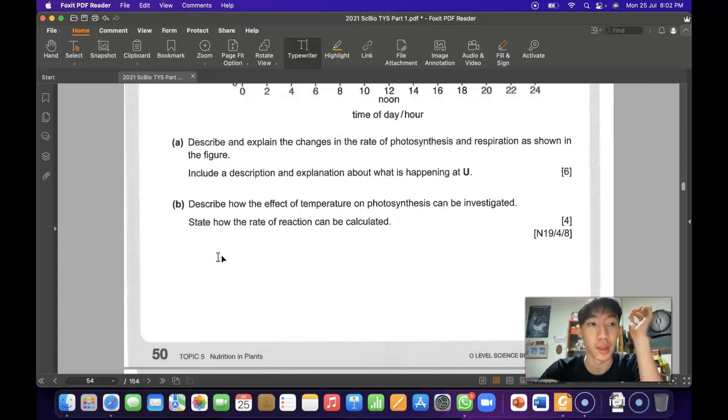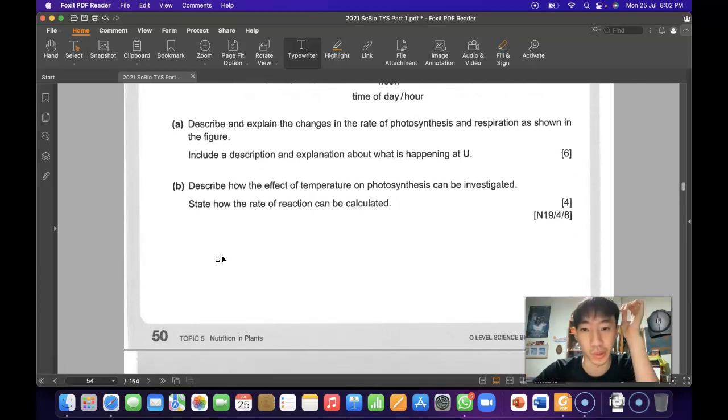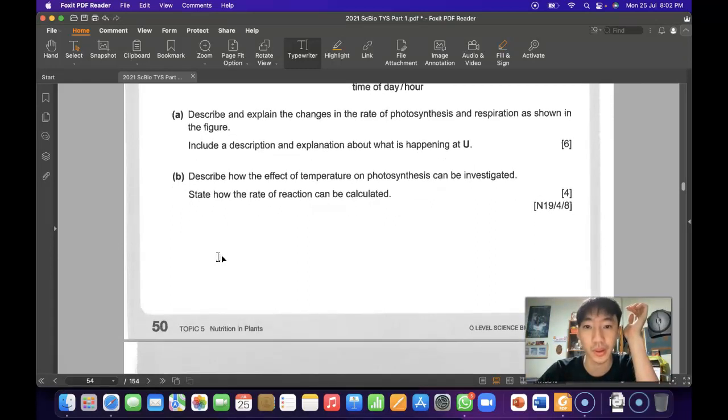You can put a leaf, right, of an aquatic plant, into a beaker of water. Yeah, you set 5 different temperatures, 10, 20, 30, 40, 50 degrees Celsius, and then you measure the amount of oxygen bubbles being produced. Okay, so that's quite a simple way. And state how the rate of reaction can be calculated: the number of oxygen bubbles is directly proportional to the rate of photosynthesis.